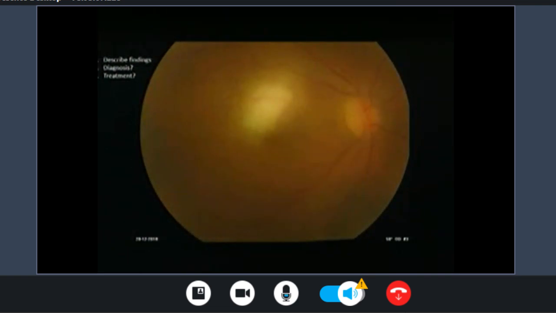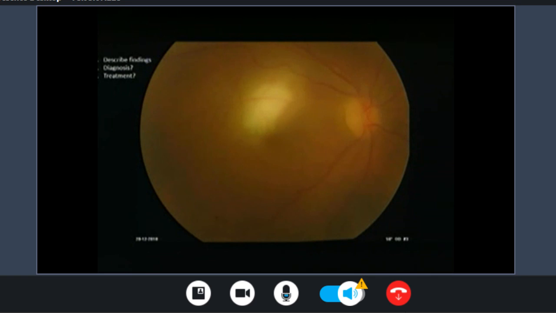Question 5. This is a 48-year-old Saudi male with no medical illness, complaining of decreased vision in the right eye for 2 weeks. Visual acuity in the right eye is 20/200. Intraocular pressure is 24 millimeters of mercury. A, describe the findings. B, diagnosis. C, treatment.